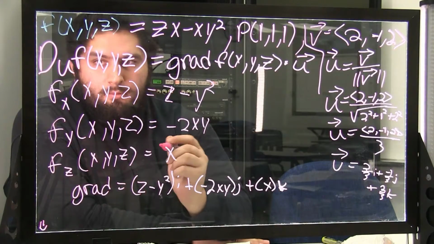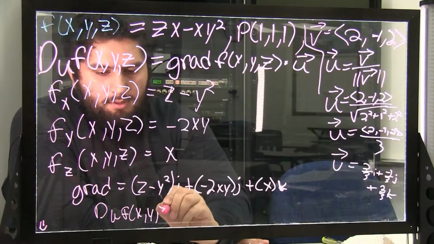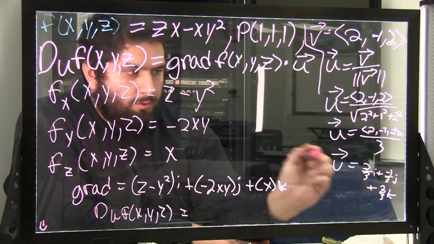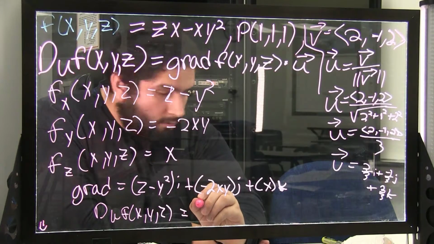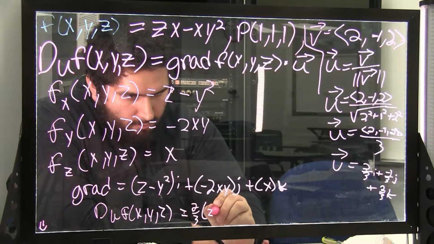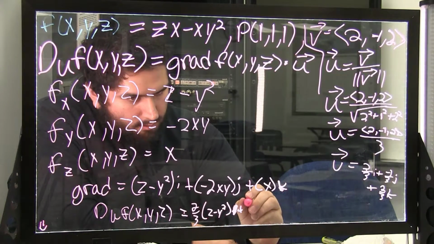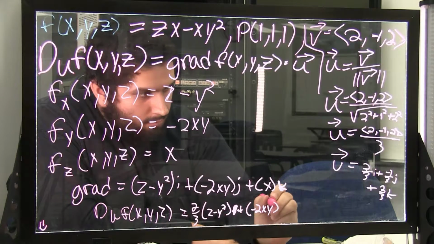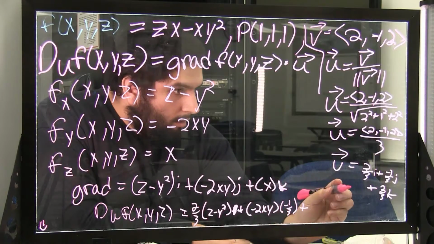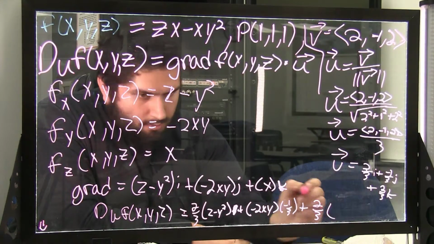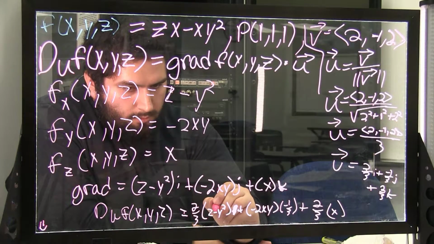We're running out of space. So say our D_u f of x, y, z is equal to our gradient multiplied by our unit vector. So we are going to get 2/3 times (z minus y squared), and actually we don't get i anymore, we're going to get a scalar value. So we get -2xy times -1/3 plus x times 2/3. So this is our value, and we're looking for it at the point 1, 1, 1. So all you would have to do is plug in 1, 1, 1.